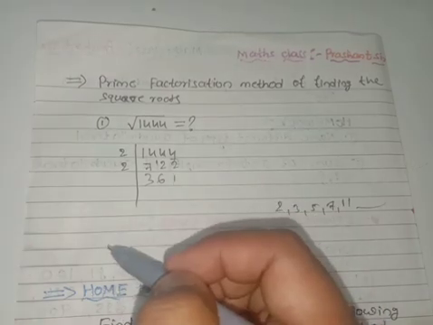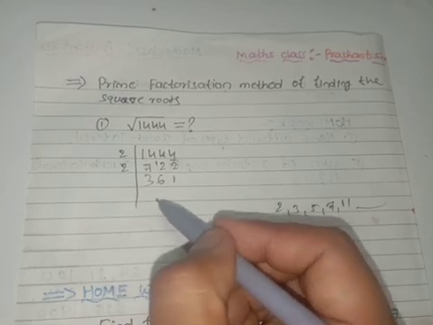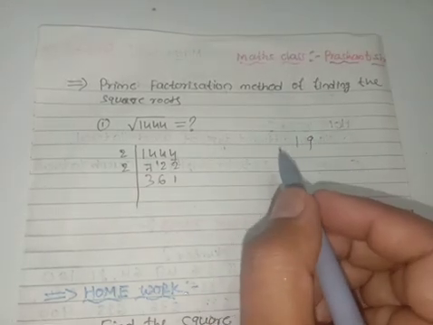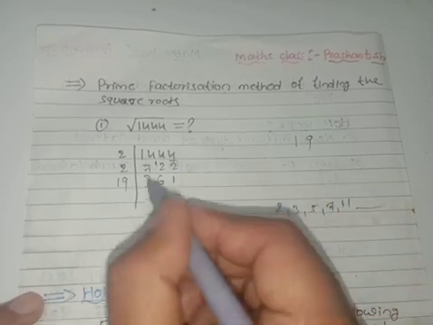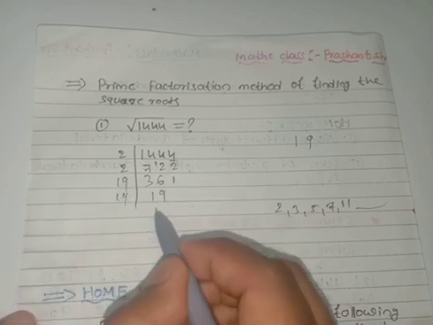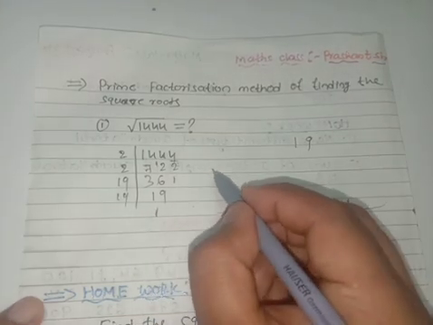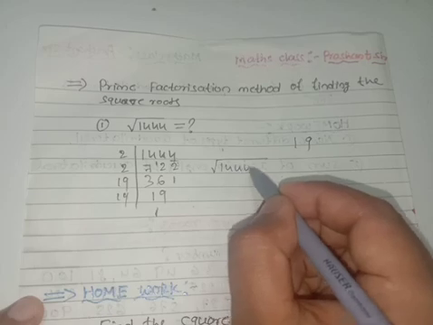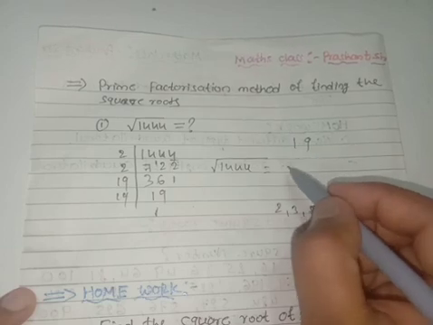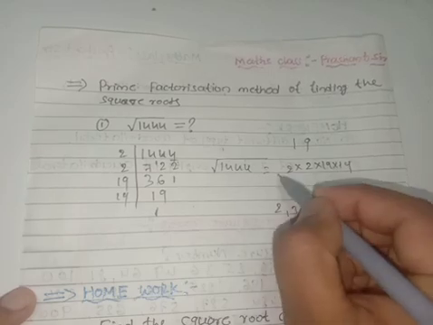Yes. Now 361 is a square number of which number? 19. Then it is divisible by 19. 19 how much is 361? 19 nineteens are 361, and simply 19 ones are 19. So finally the square root of 1444 is equal to, what are the divisible numbers here? 2 into 2 into 19 into 19.